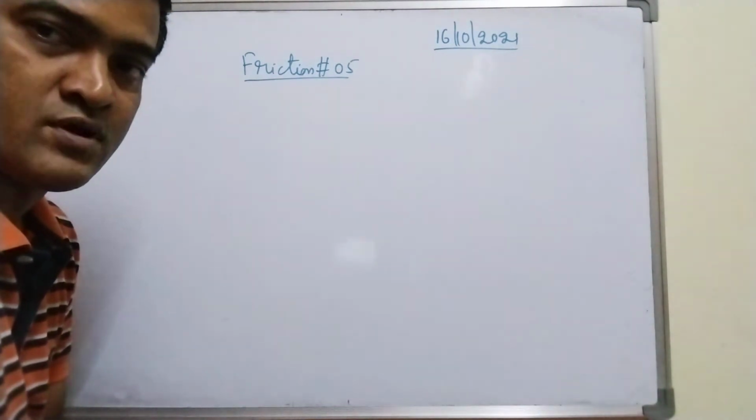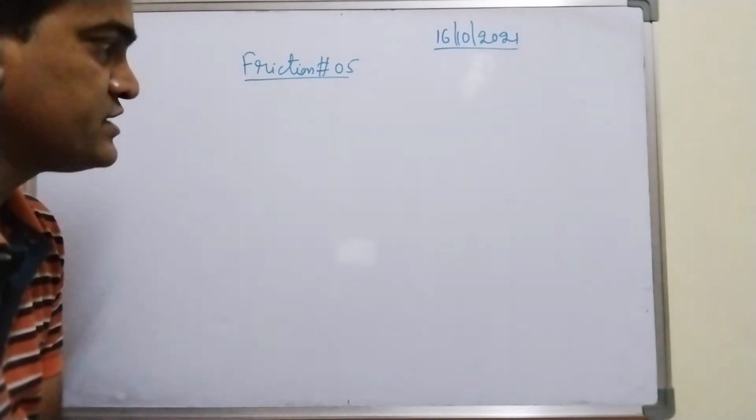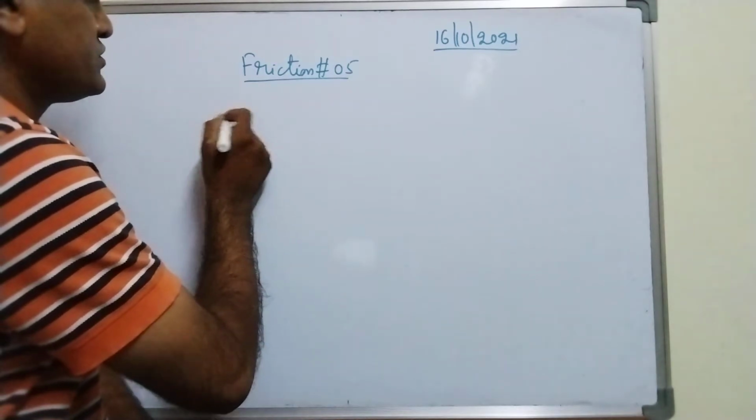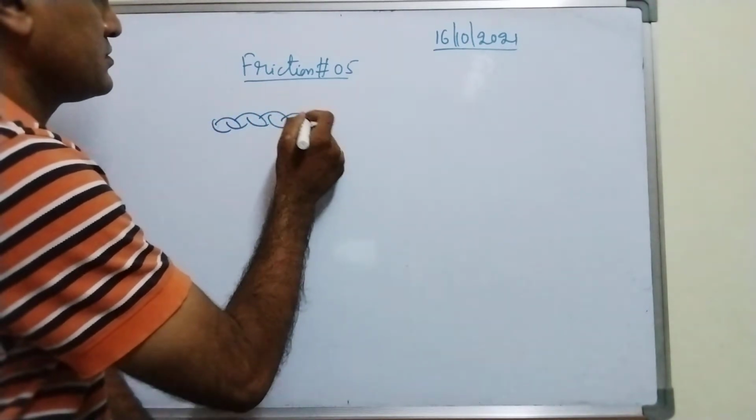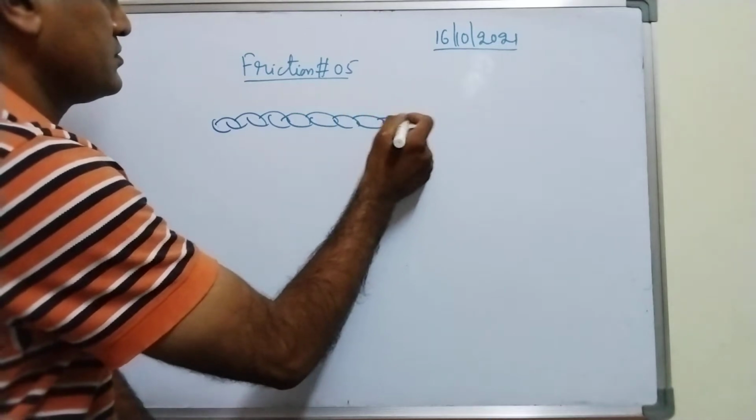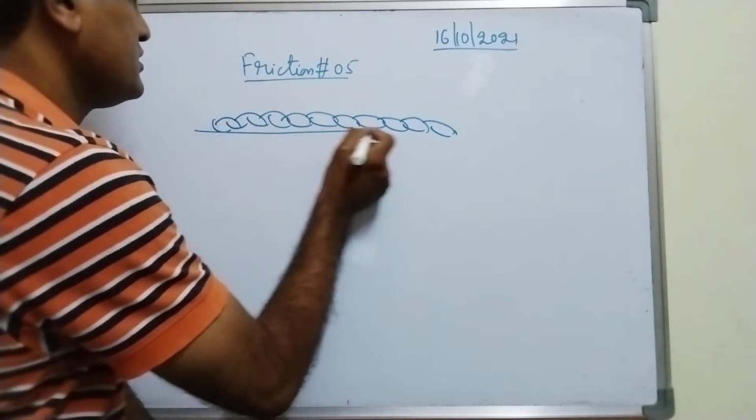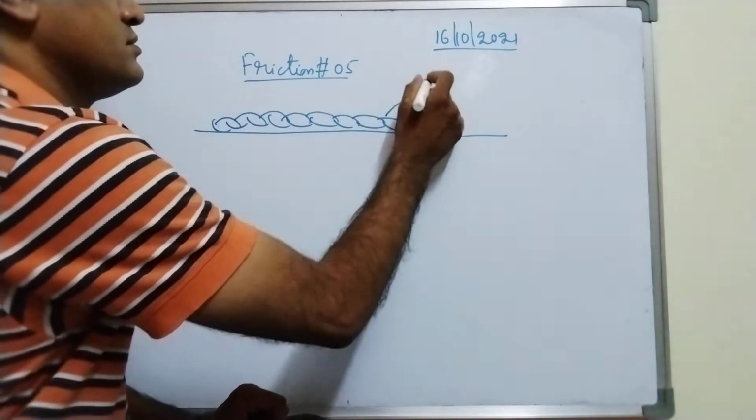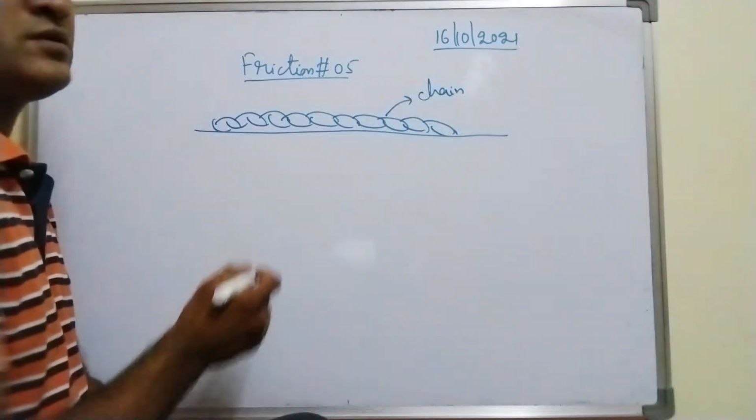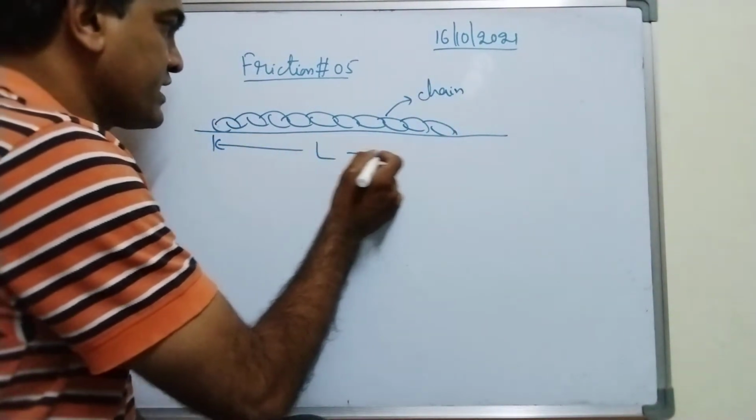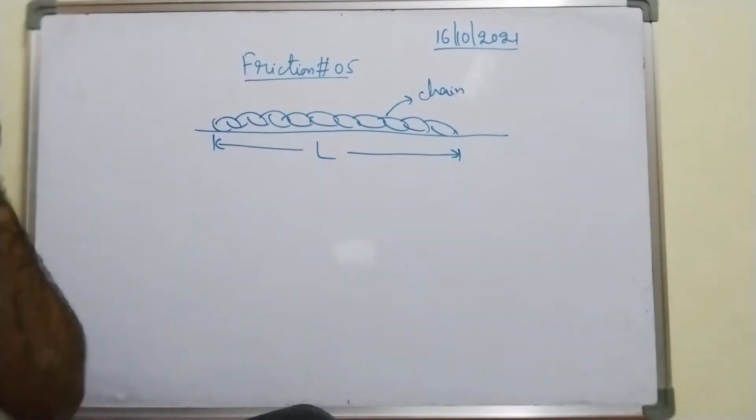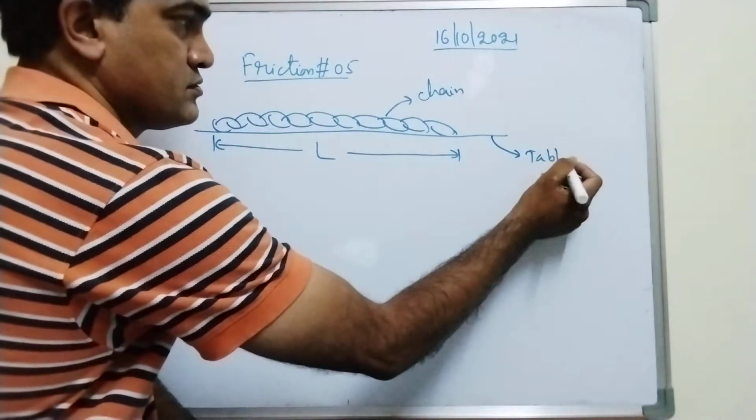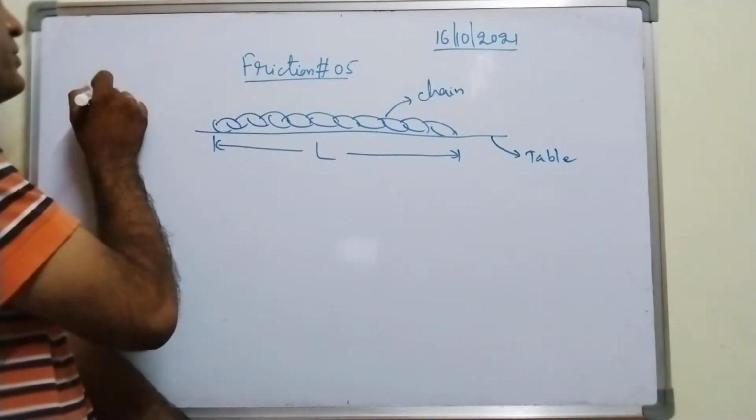Let me consider an example of a chain. Let's say I have a chain like this, lying on the table. Let's say its total length is L, capital L. The total length of the chain is L. It is lying on the table. Okay, this is one of the applications.